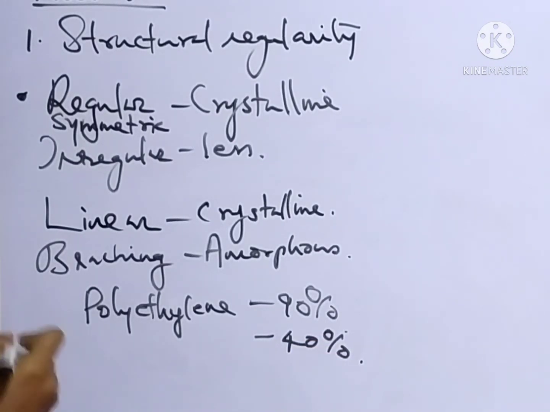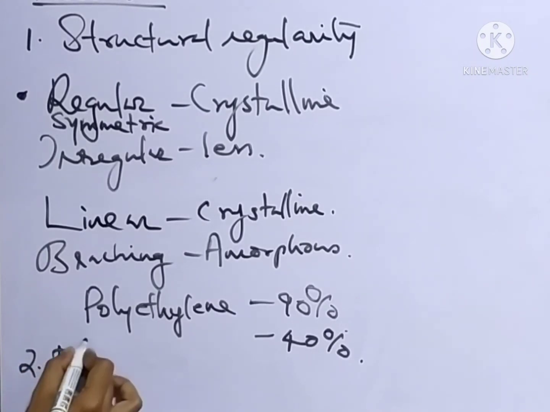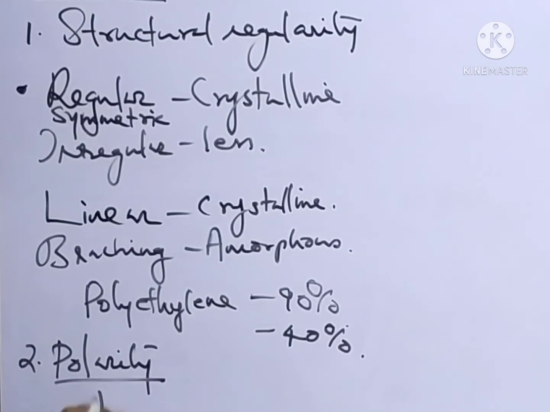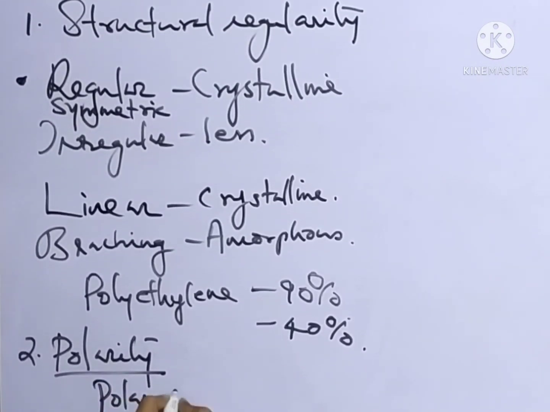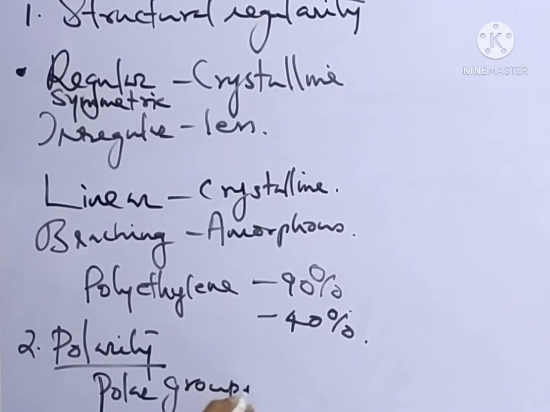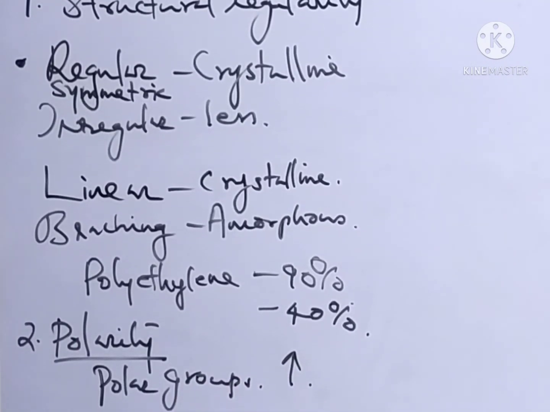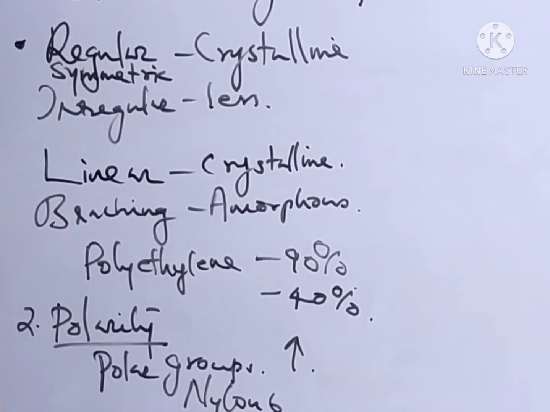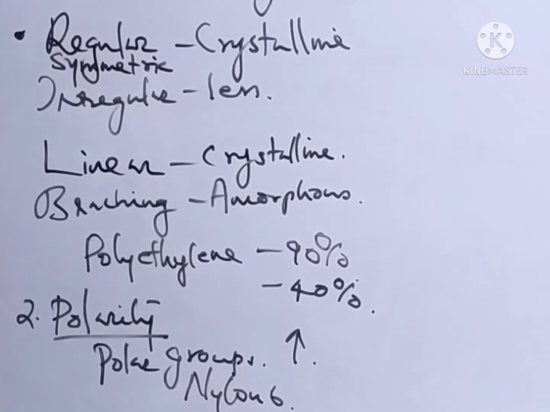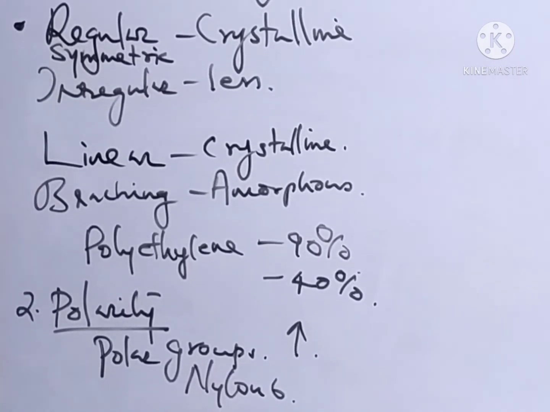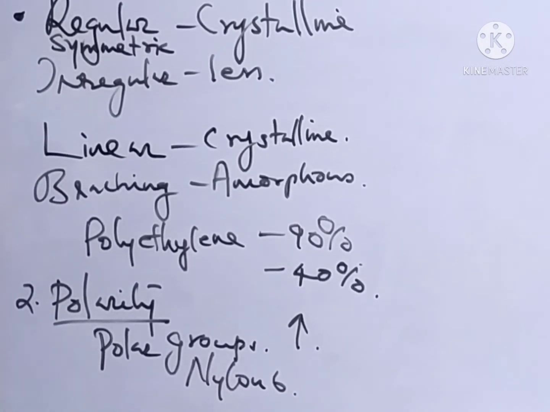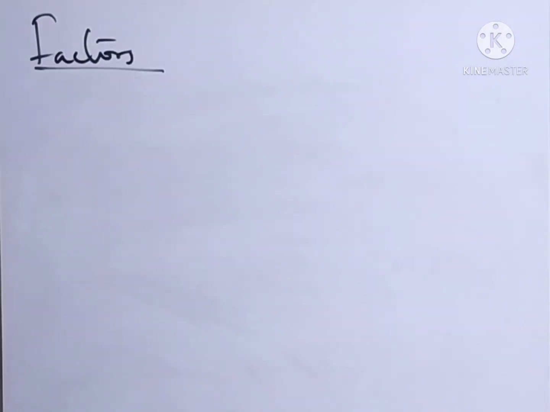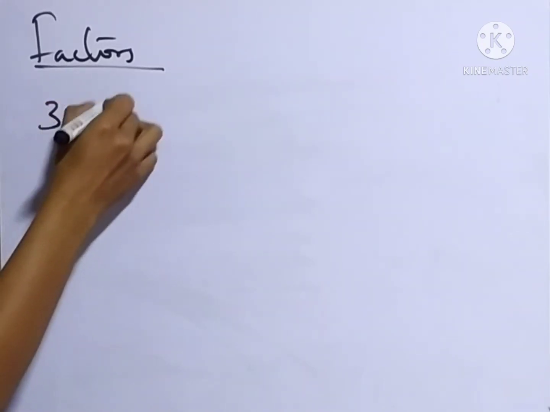Then the second factor is polarity. The presence of polar groups normally increases the crystallinity. For example, nylon 6. Some polar groups are there and the interactions such as hydrogen bonding in the polymer molecule increase its crystalline nature.